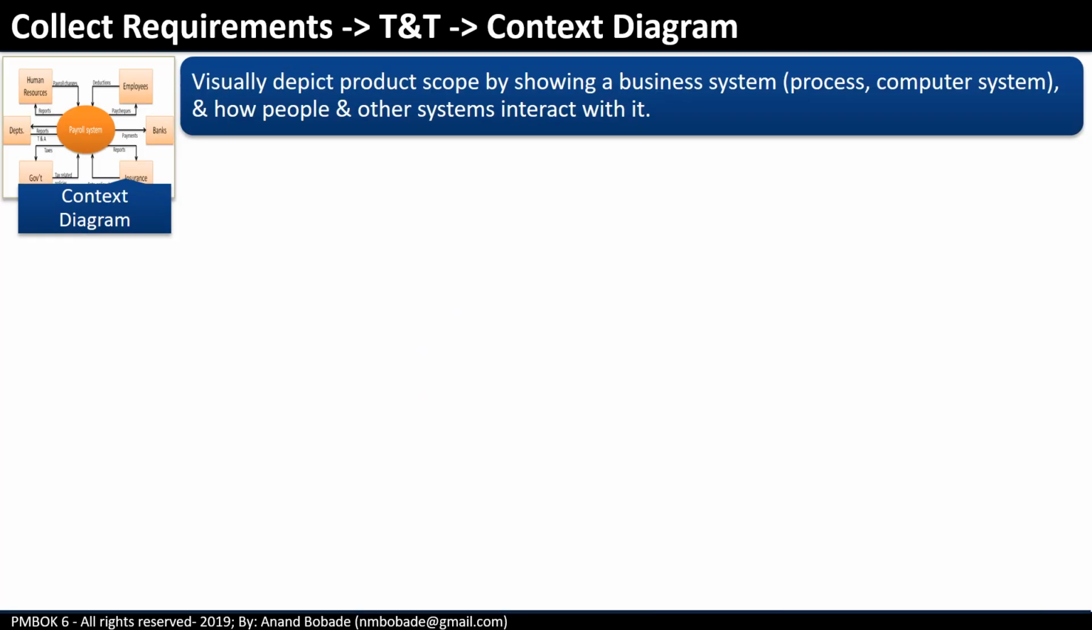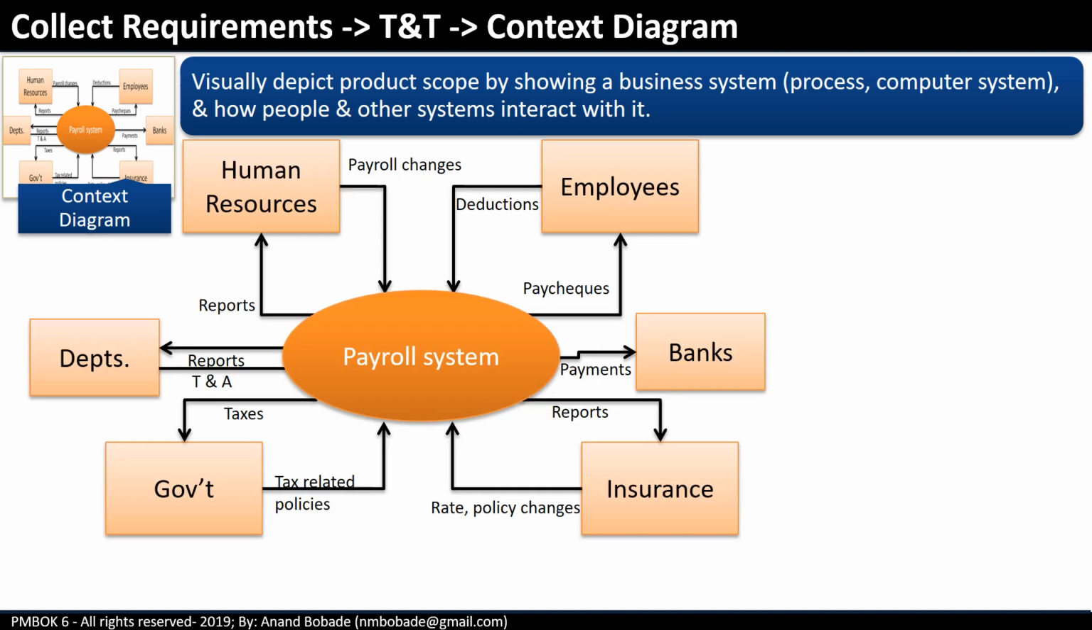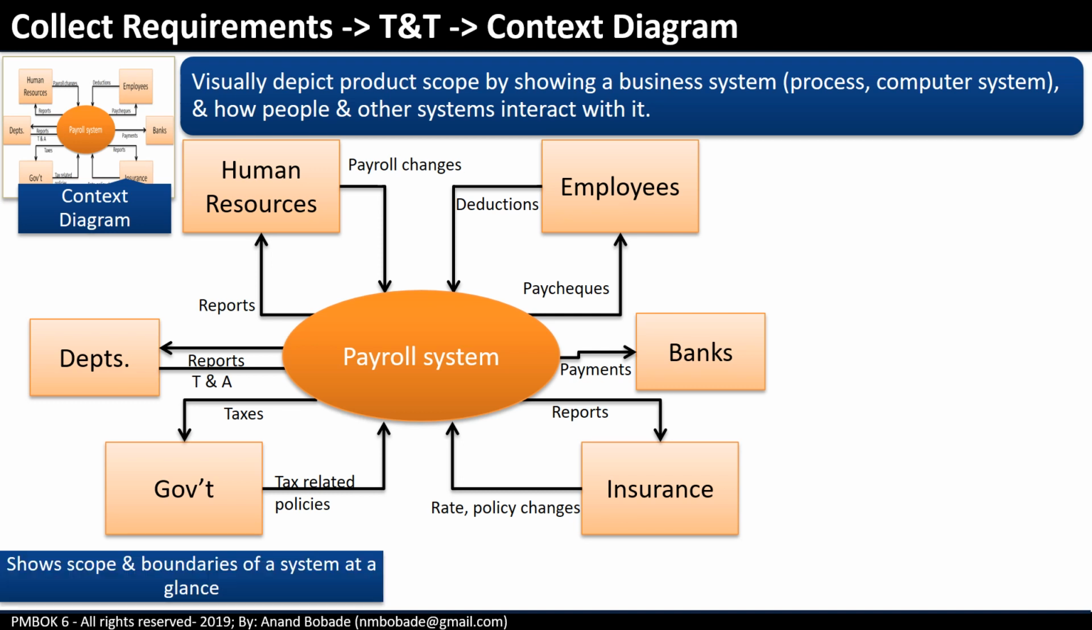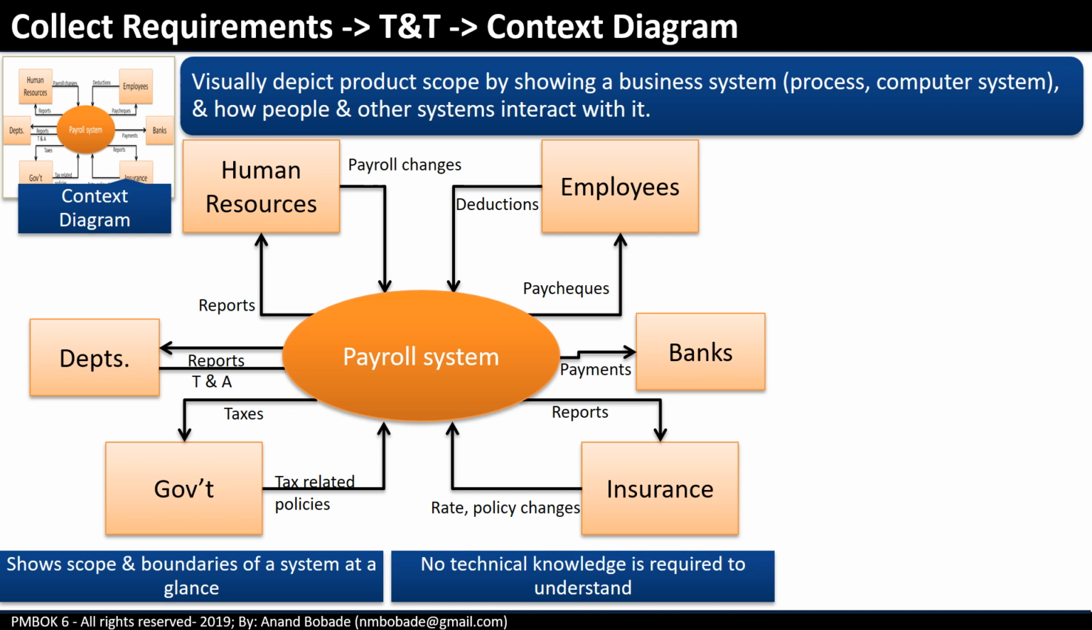Context diagram. It shows the business system in which the new product or service will operate. It also shows how people and processes interact and work together. Take a look at this context diagram of a payroll system. It shows the scope and boundaries of a payroll system at a glance. It shows how the employee and the human resource department interact with the payroll system. It also shows interaction between various components like insurance, banks, and other government entities. This is a business-friendly diagram. There is no need for technical knowledge to understand it.